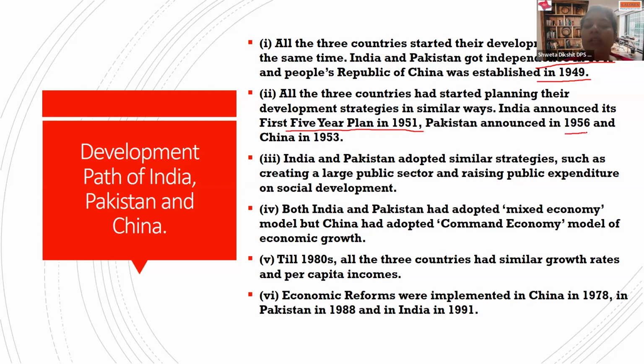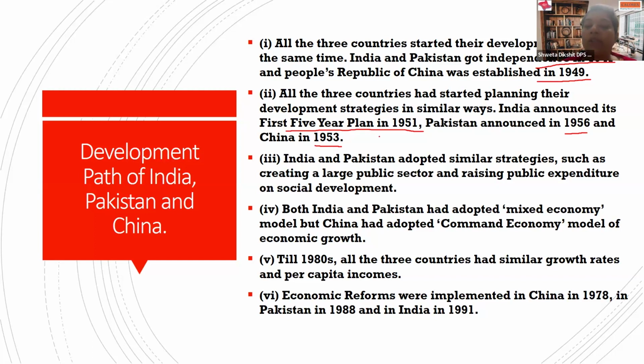But please note that the name of India's 5-year plan remained 5-year plan, whereas the name of Pakistan's 5-year plan was no more 5-year plan. It was known as the Midterm Development Plan. I repeat, Midterm Development Plan. Whereas China opted for these 5-year plans in the year 1953.